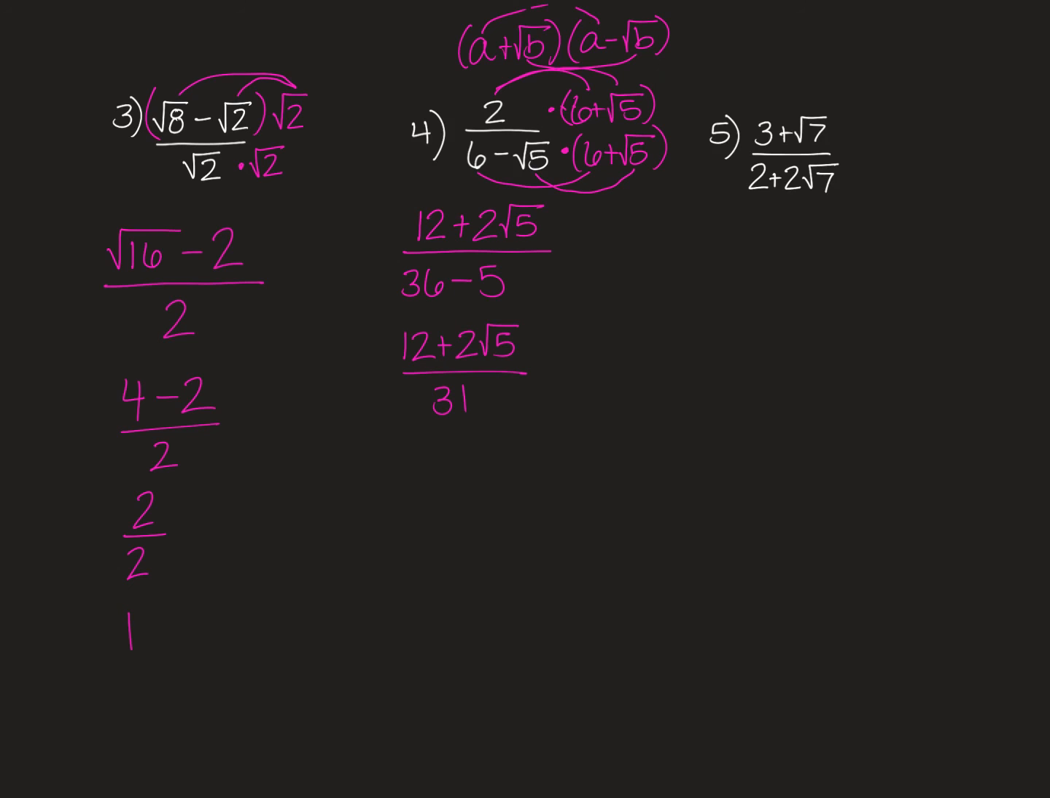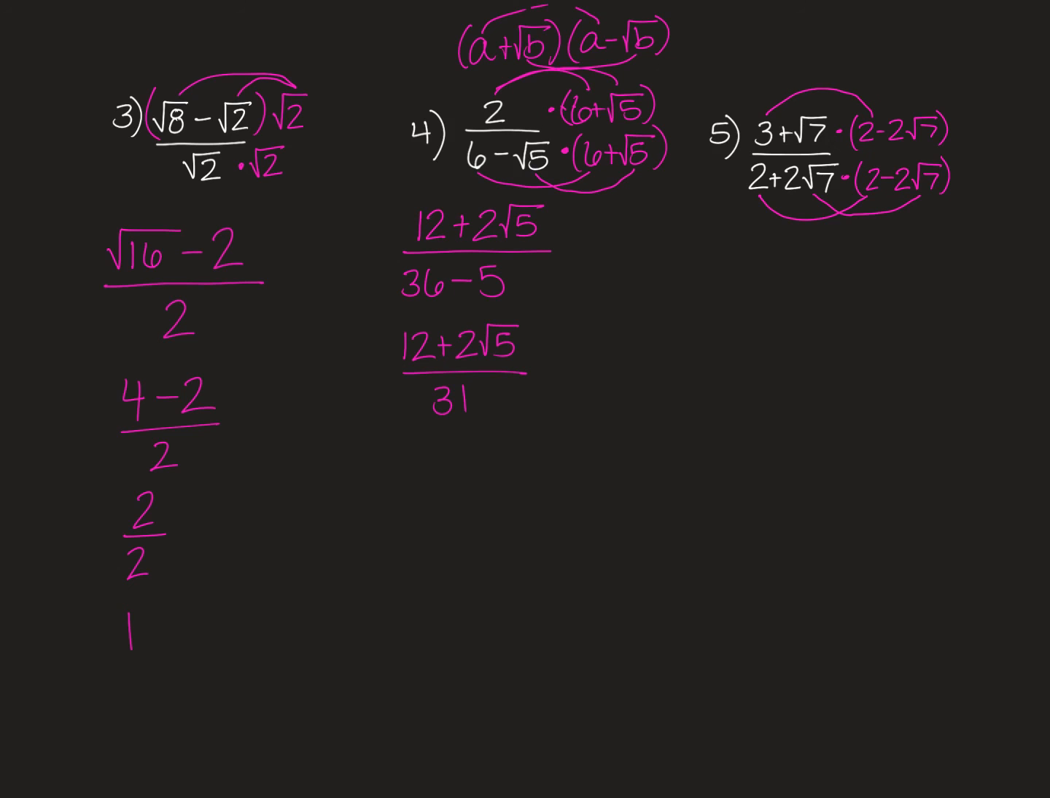Last one, number 5. We have 3 plus the square root of 7 divided by 2 plus 2 square root of 7. We have to multiply by the conjugate in the denominator. So 2 minus 2 square root of 7. So whenever you multiply the conjugate, again, you only have to multiply the first and last terms of the conjugate. So only my denominator do I get to do that. The numerator you have to FOIL.